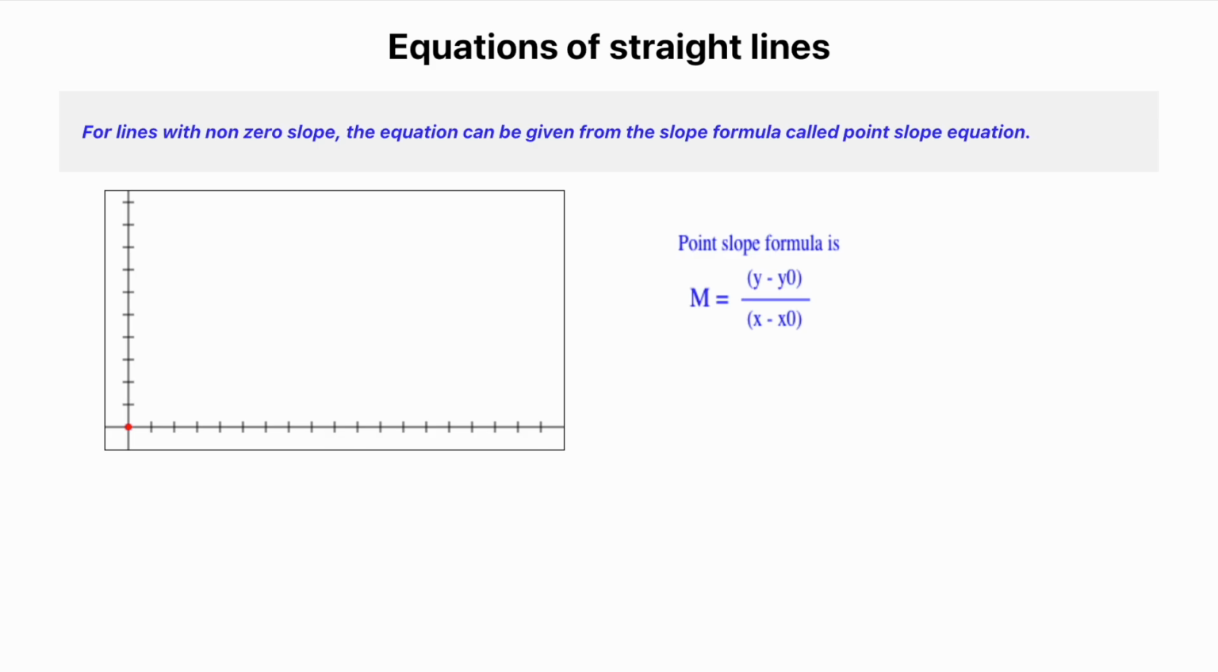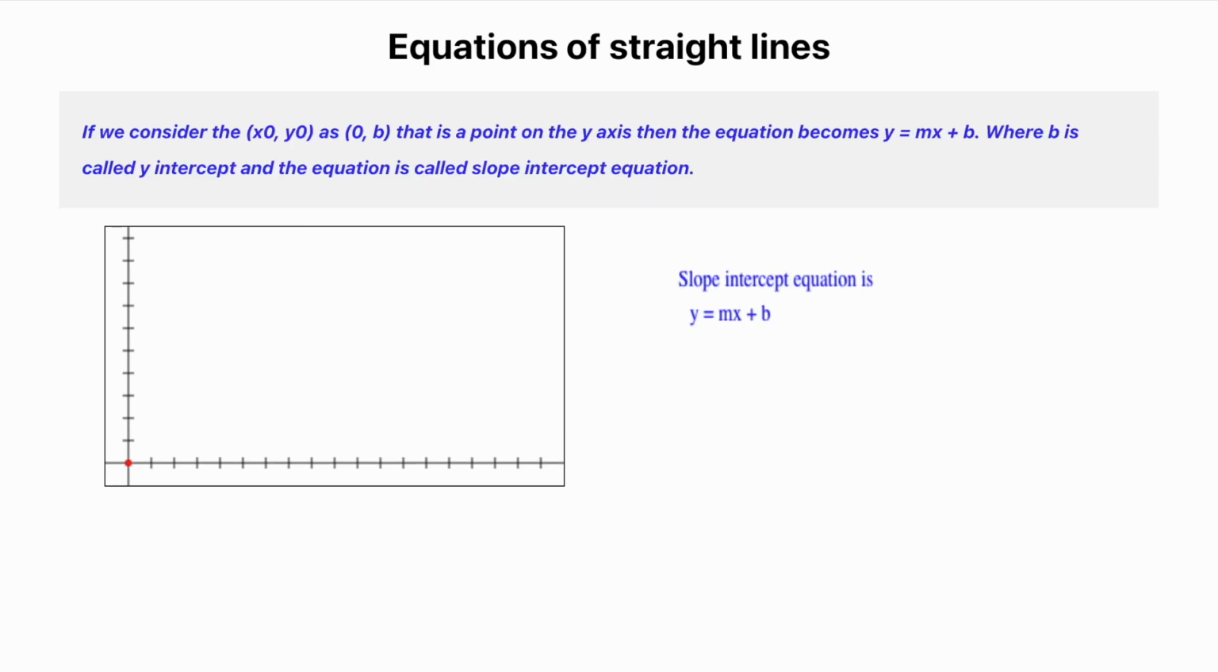For lines with non-zero slope, the equation can be given from the slope formula m is equal to y minus y naught by x minus x naught, where m is the slope of the line, is called point slope equation. For example, a line with 2 points 2, 4 and 8, 10 where slope is 1 when x naught, y naught is taken as 2, 4, the equation is given by x minus 2 is equal to y minus 4, that is x minus y is equal to minus 2.